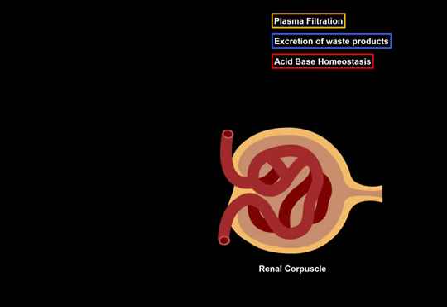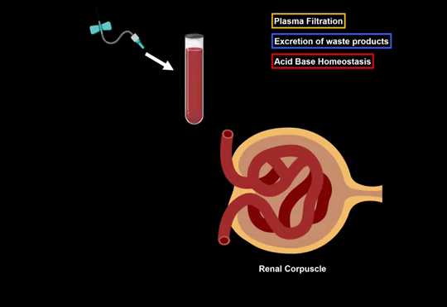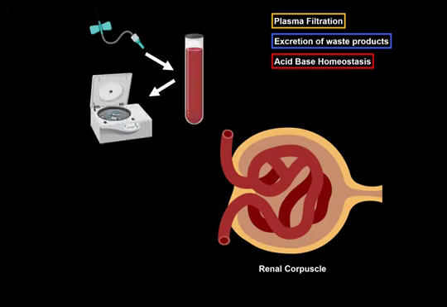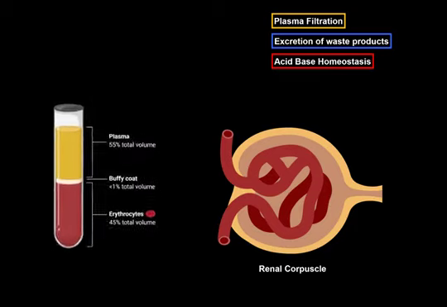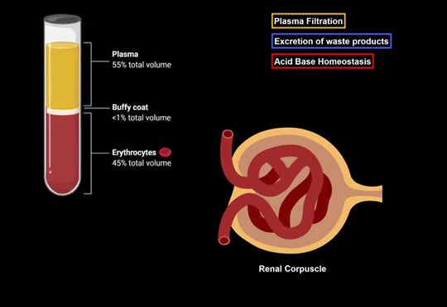So what is plasma? When you first draw blood from the body into a tube, you will get whole blood. And if you put the tube with the whole blood into a centrifuge and start the machine, it's going to spin around so fast that it's going to separate the blood, as you see here. Now we're left with pure erythrocytes at the bottom, the buffy coat consisting of white blood cells mainly, and plasma. So when whole blood goes through the renal corpuscle, the plasma is going to get filtrated. And that's what we mean with plasma filtration.